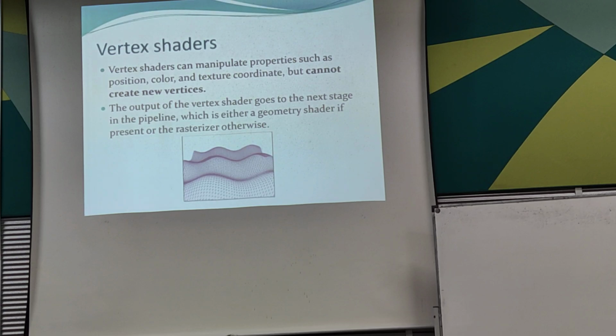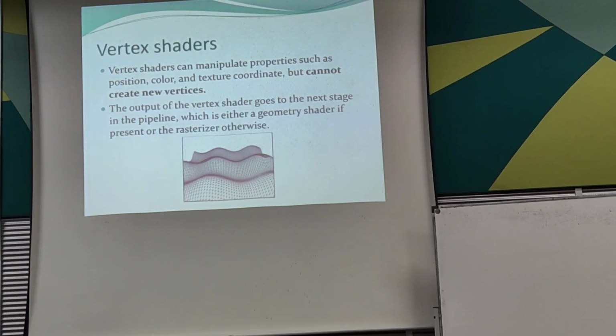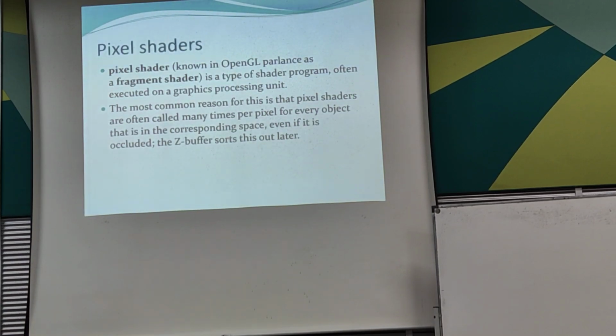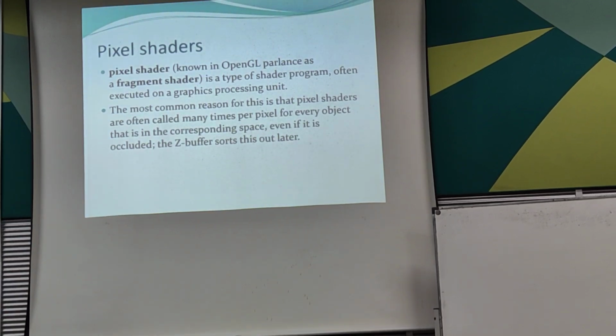So after the vertex shader, it will go to the next step in your graphics pipeline: your geometry shader, your primitive assembler, or your rasterizer. The pixel shader is also called a fragment shader. So pixel and fragment, the difference is just that a fragment is a group of pixels. It's still pixels.